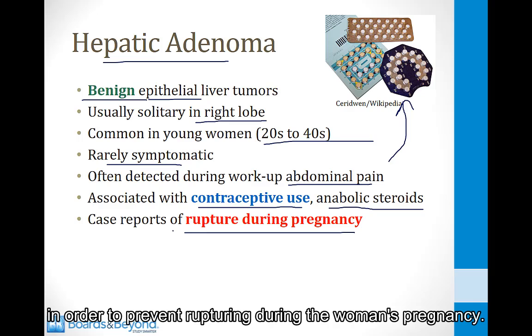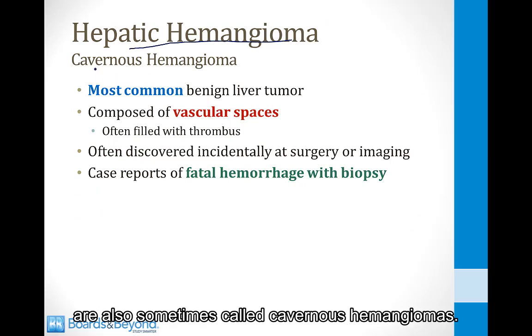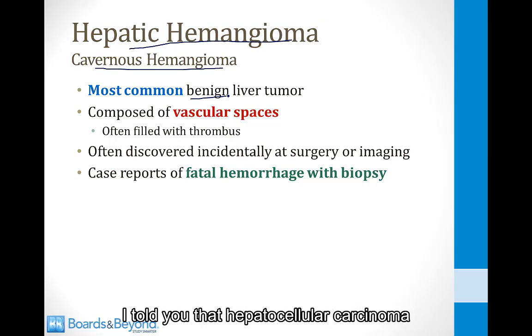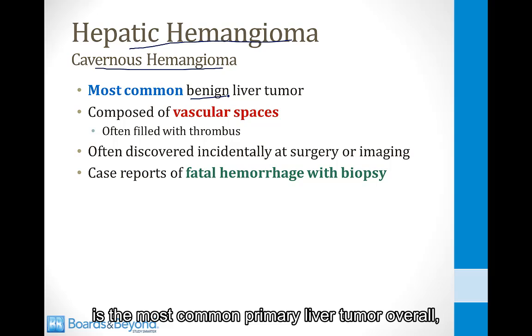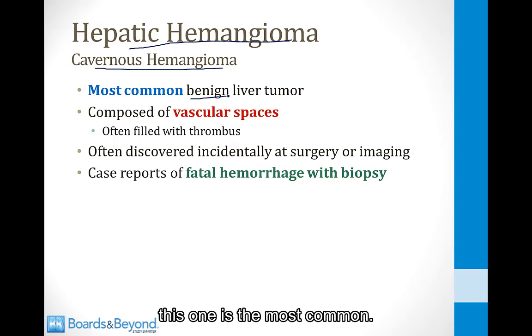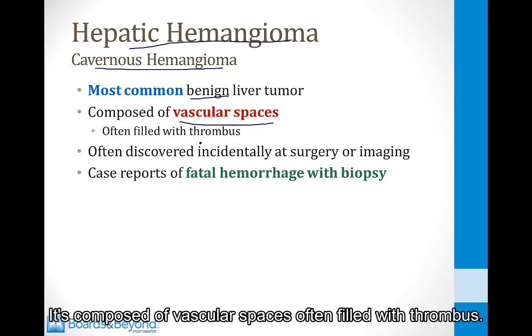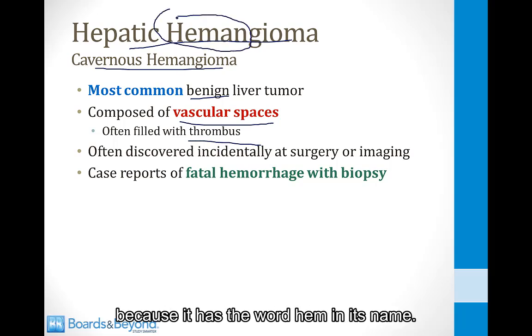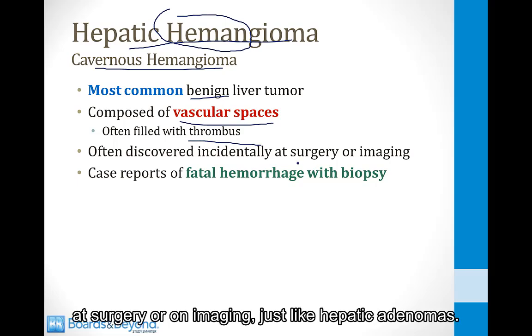Hepatic hemangiomas are also sometimes called cavernous hemangiomas. These tumors are the most common benign liver tumors. I told you that hepatocellular carcinoma is the most common primary liver tumor overall, but among the tumors in the liver that are benign, this one is the most common. It's composed of vascular spaces often filled with thrombus, and that's easy to remember because it has the word heme in its name. It's often discovered incidentally at surgery or on imaging, just like hepatic adenomas.